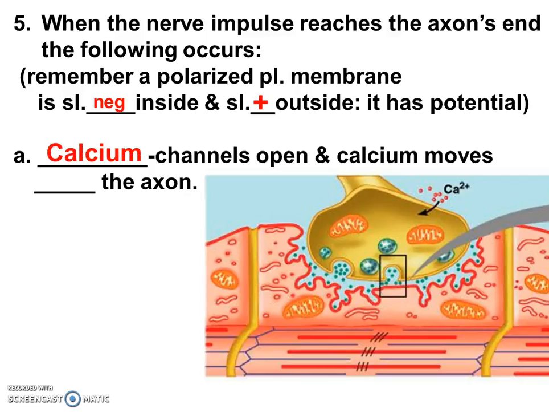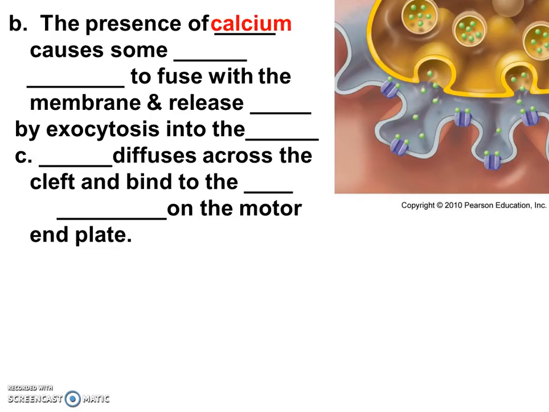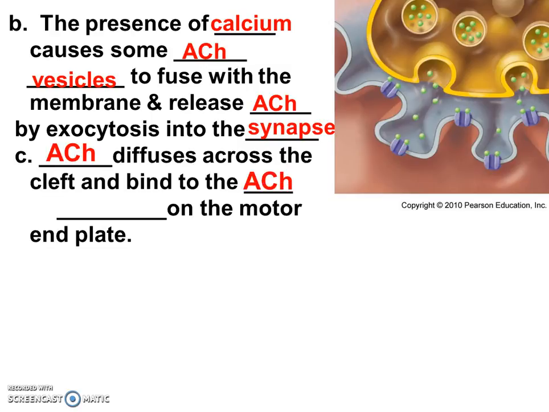When calcium channels open and calcium moves into the axon, this causes the acetylcholine vesicles to fuse with the membrane and release acetylcholine into the cleft. And so here you can see them fusing with the membrane, releasing into the cleft, and what they're going to do is go and attach to the receptor molecules of the motor end plate. So acetylcholine diffuses across the cleft and binds to the acetylcholine receptors on the motor end plate.